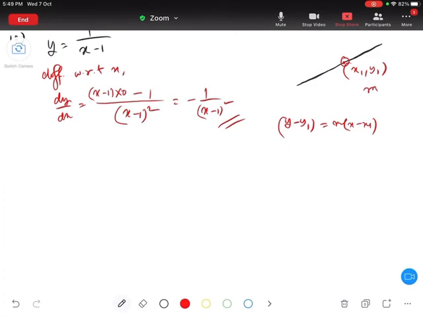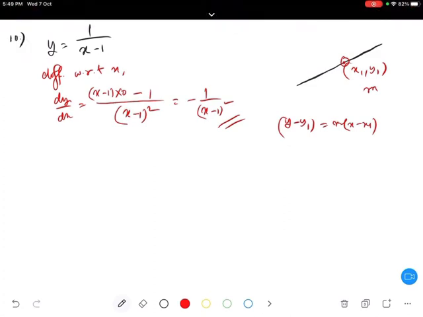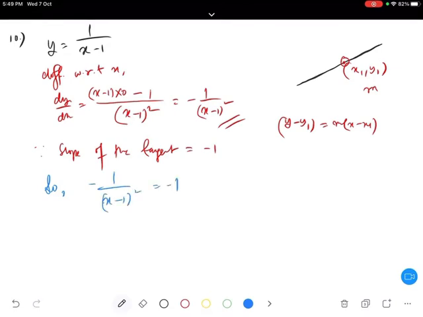So the slope of the tangent, they have told you it's minus 1, right? Now write down, since the slope of the tangent is equal to minus 1, so we can say minus 1 by x minus 1 whole square is equal to minus 1. The slope which we got in here will be equal to minus 1. So minus 1 goes away, and this x minus 1 whole square, if I cross multiply, what do you get? X minus 1 whole square is equal to 1. Am I clear? Yes or no?